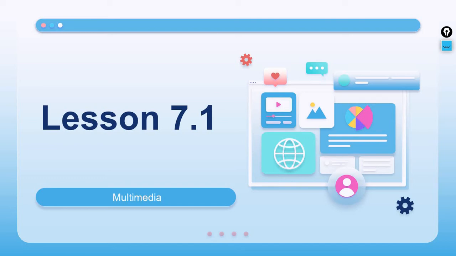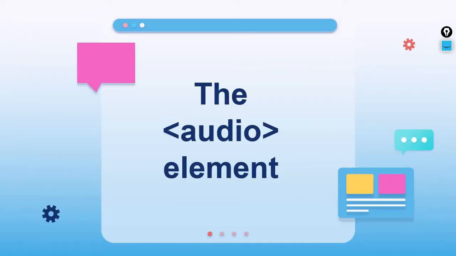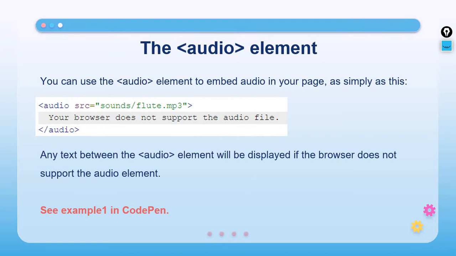In this lesson, we will look at how we can use the HTML audio and video elements to add media to our website. You can use the audio element to embed audio in your page as simply as this. So here is the audio tag, and you can specify the source of your audio using the src attribute.